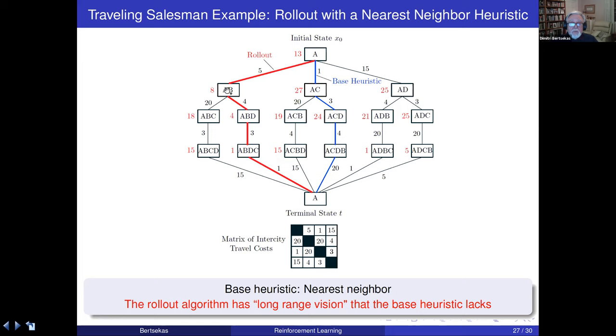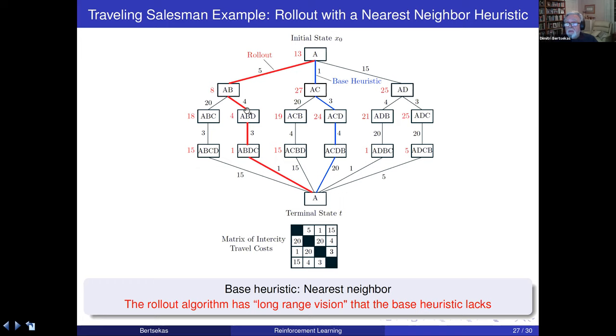So you would have to look at states ABC and ABD and then recalculate based on the nearest neighbor heuristic. And so ABD, you would get 4 plus the cost, which would be 8. And then ABC, you would get 18 plus the cost, which is 20. So you're comparing 38 with 8. Right. So the rollout will choose from here. It will choose this one. And after that, it has no choice.